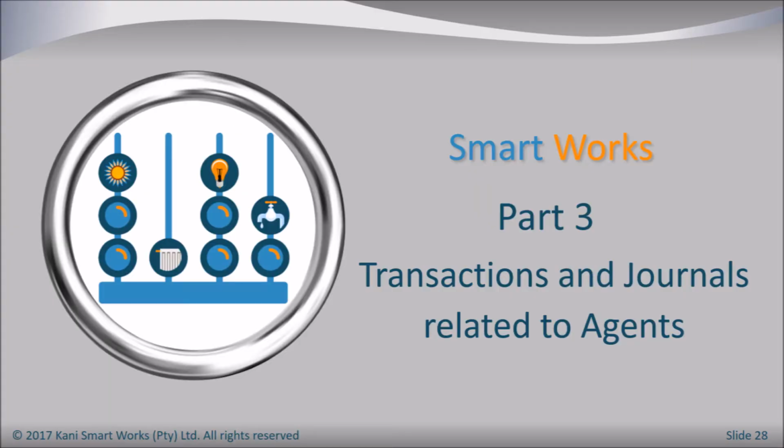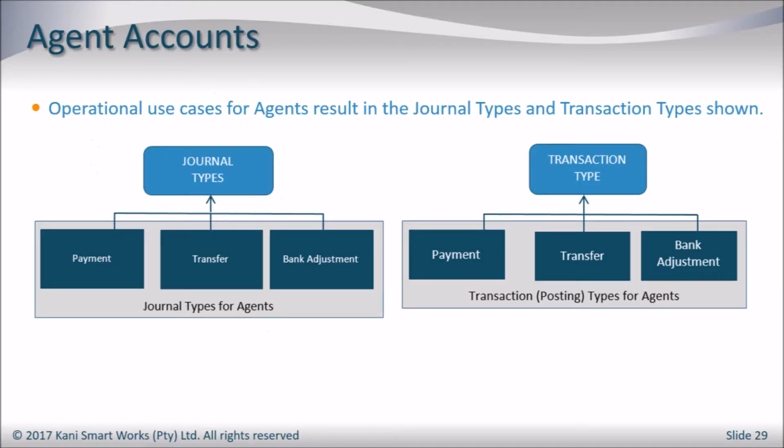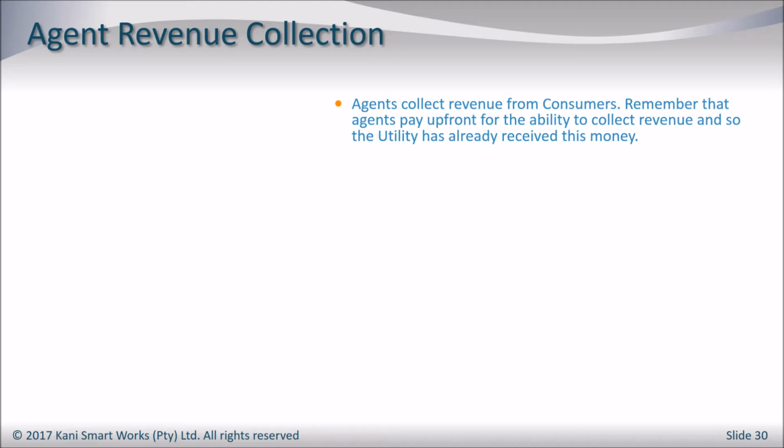In part 3, we're now going to look at the transactions and journals that are related to agent accounts. The operational use cases for agents result in the following journal types and transaction types as shown. Agent revenue collection. Remember that agents collect revenue from consumers, and remember also that agents pay up front for the ability to collect that revenue, and so the utility has already received this money.